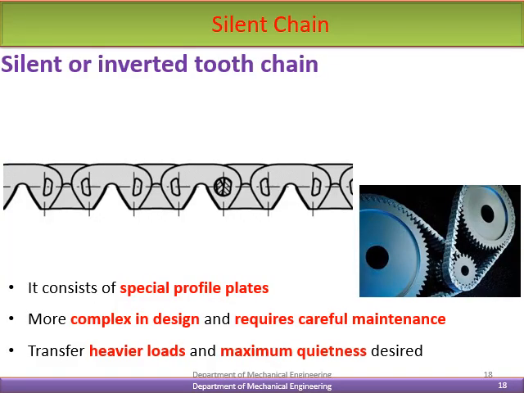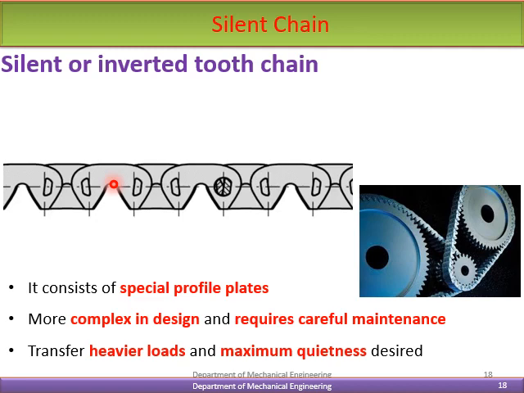The silent or inverted tooth chain is represented here. Each plate has two teeth with a space between them to accommodate the mating teeth of the sprocket. The sprocket teeth have a trapezoidal profile depending upon the type of joint between links. The silent chains are divided into two groups, Reynolds chain and Morse chain. In the Reynolds chain, the links are connected by pins, resulting in sliding friction. Rocker joints are used in the Morse chain.